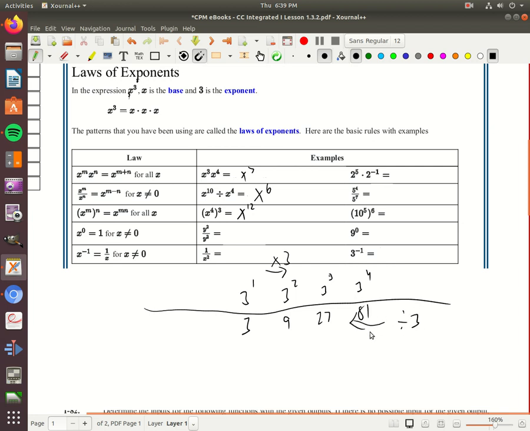But what I want you to focus on is, what if I come back? I hope you see I'm dividing by 3. 81 divided by 3 is 27. 27 divided by 3 is 9. 9 divided by 3 is 3. So what if I keep going back? 3 divided by 3 is 1. What if I go back even more? 1 divided by 3 is 1 over 3 to the first power. I don't know where that came from.